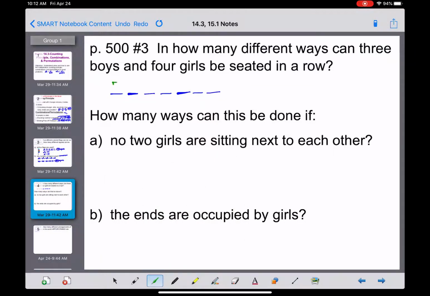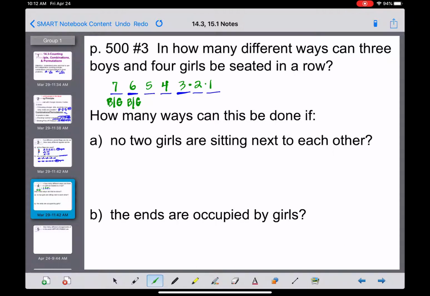Well, we have 7 people that could be in the first chair. As we're looking at this, it's not giving us anything specific. This first chair could be a boy or a girl. The second chair could be a boy or a girl, and so forth. So we have 6 people that could be second. Then we would only have 5 people, and 4, 3, 2, 1.